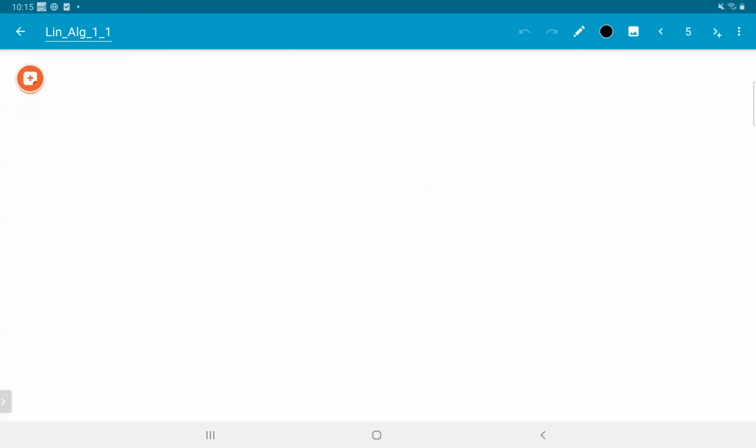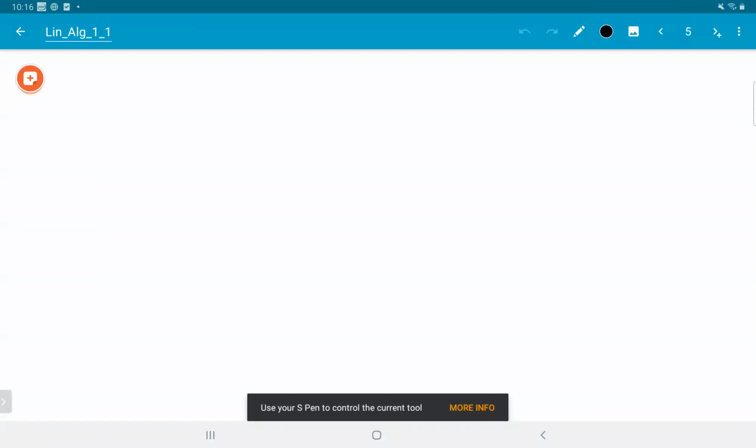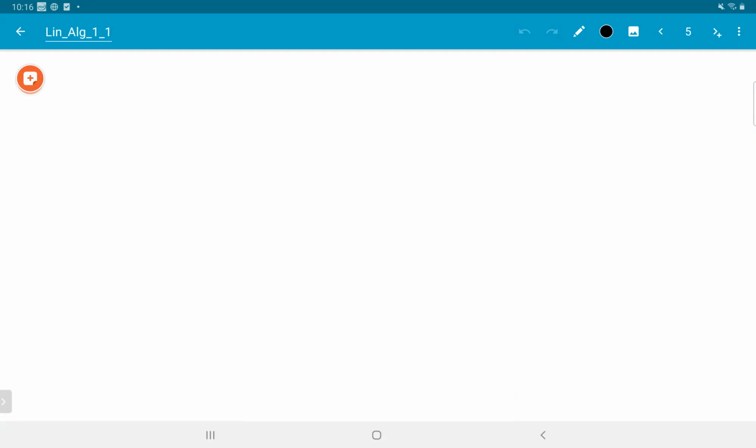So now we're going to actually practice solving a few systems of linear equations. The first example is going to be x1 plus 5x2 equals 7, and negative 2x1 minus 7x2 is negative 5.